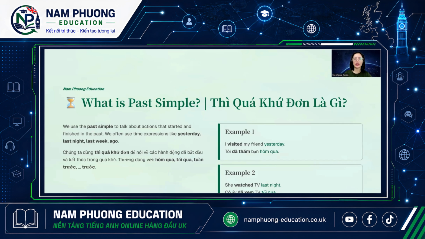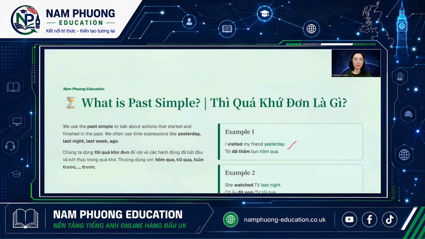Today, we will learn the past simple tense. We use the past simple to talk about actions that started in the past and finished in the past. These actions are already completed. For example, I visited my friend yesterday. Please repeat. I visited my friend yesterday. The visit happened yesterday and it is finished.